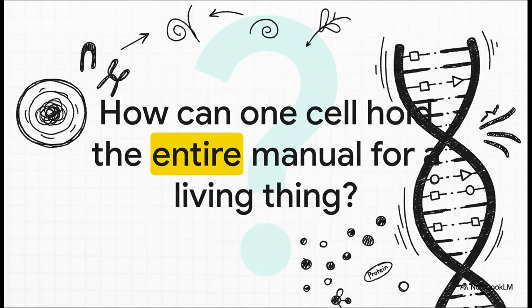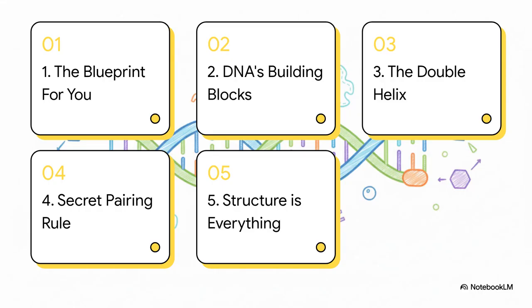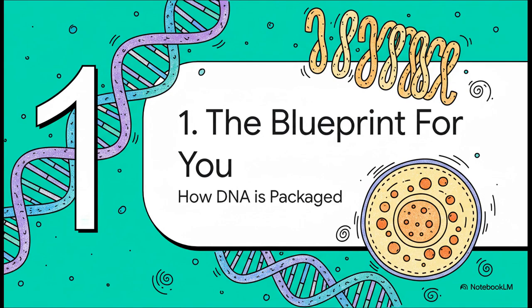Answering that question is exactly what we're going to do. We are going to unpack the structure of the molecule that makes it all happen, DNA. So here's our game plan. First, we'll see how DNA is packaged up as your personal blueprint. Then we're going to break it down into its most basic building blocks. We'll get into the story of how its famous shape was discovered, uncover the simple but genius rule that holds it all together, and finally we'll connect the dots and see why its structure is the key to absolutely everything it does.